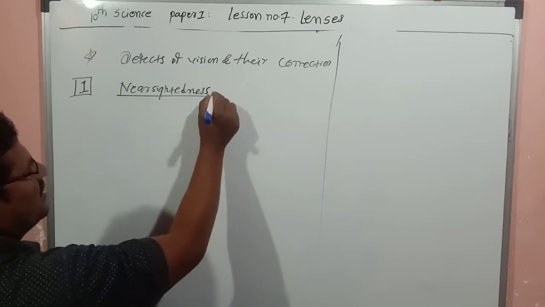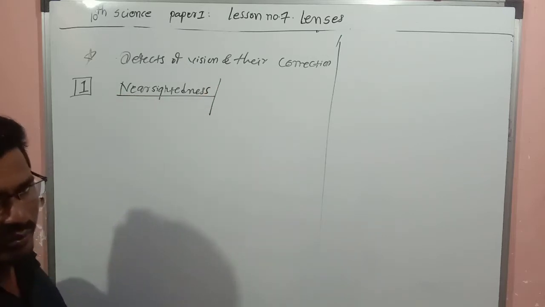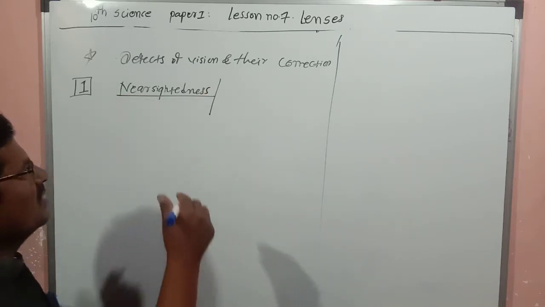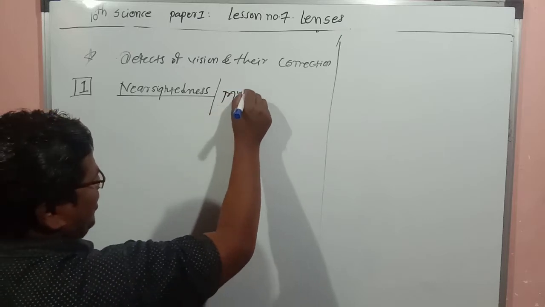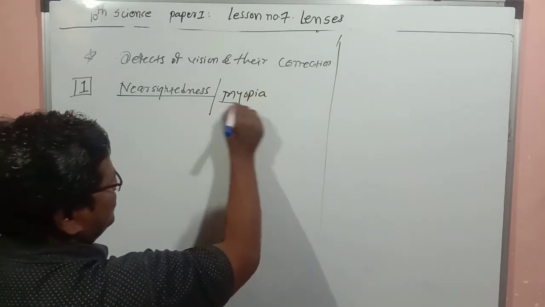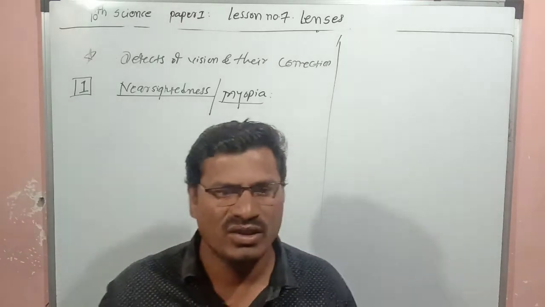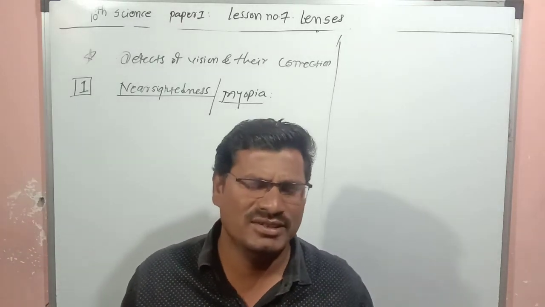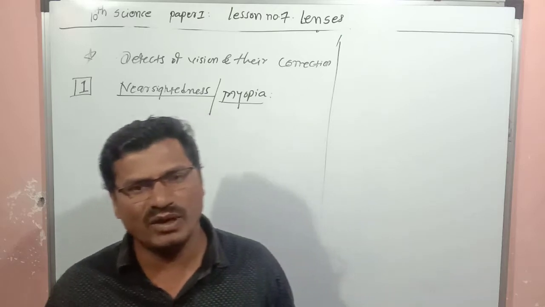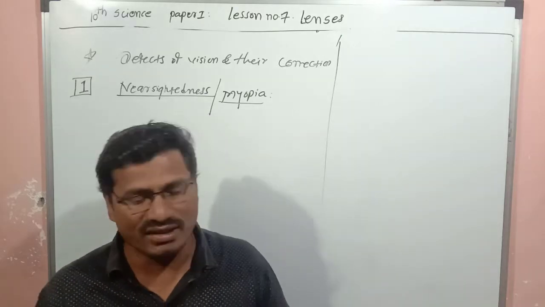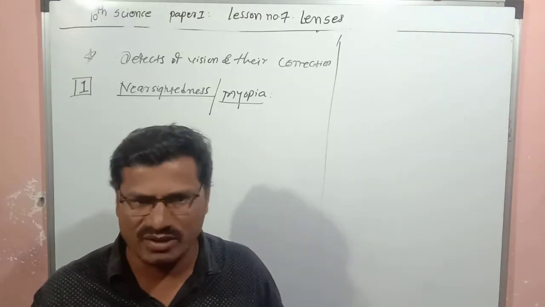So nearsightedness, also called myopia. What is myopia? What is nearsightedness? That one we'll see. So in nearsightedness, what happens in this defect? Listen properly first, and then we'll write the points.